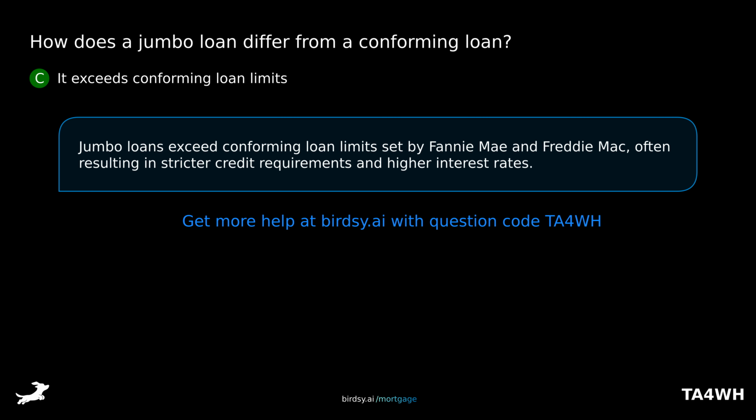Jumbo loans exceed conforming loan limits set by Fannie Mae and Freddie Mac, often resulting in stricter credit requirements and higher interest rates.